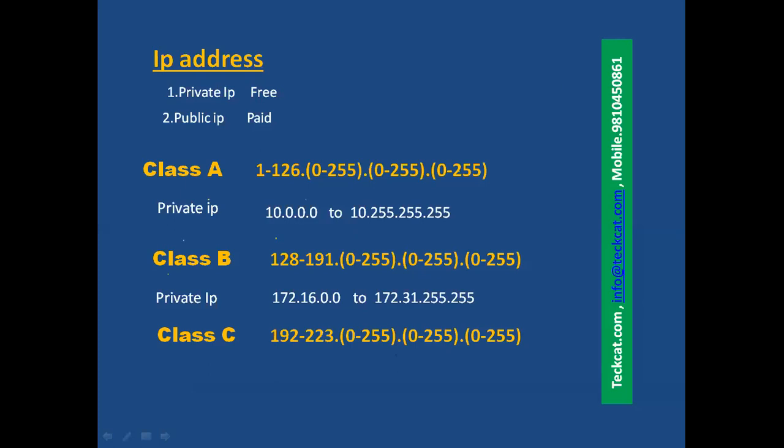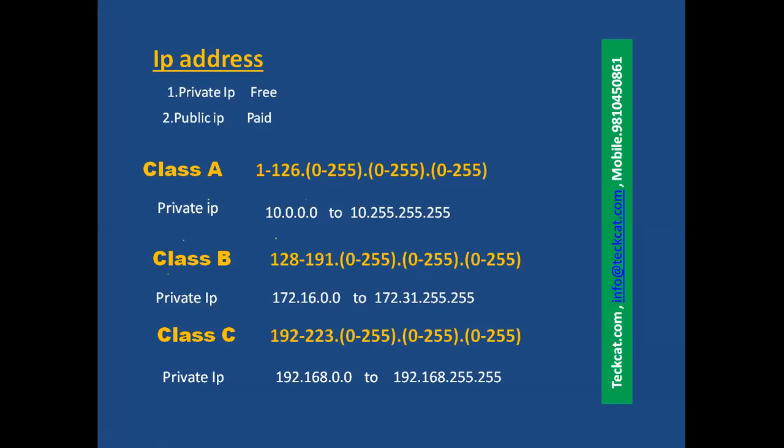Yes. Okay. Now in class C, the private range is 192.168.0.0 to 192.168.255.255. So these are called private and public IPs.